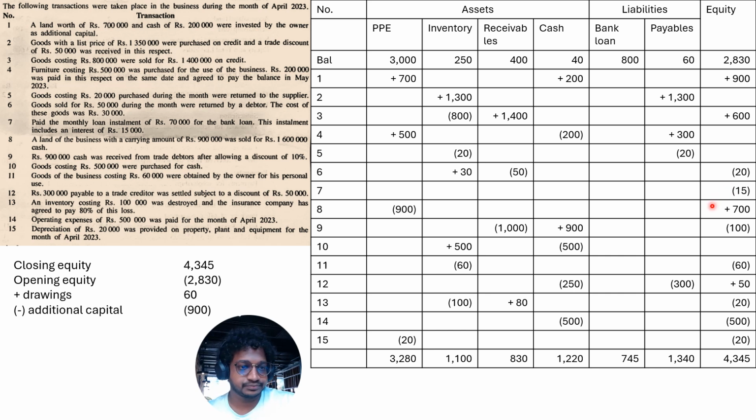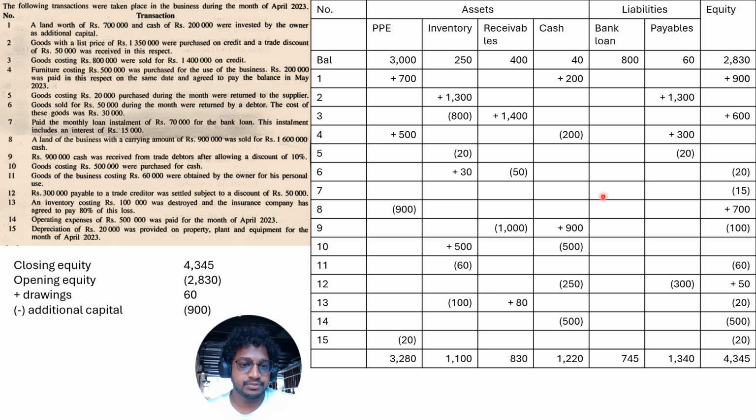Seventh one, paid the monthly installment 70,000, including 15,000 interest. That interest is an expense, so you should deduct it from the equity. The total amount you should deduct from the cash is 70. The capital amount that you are repaying here is 70 minus 15, 55. So that 55 you should deduct from the loan capital amount.